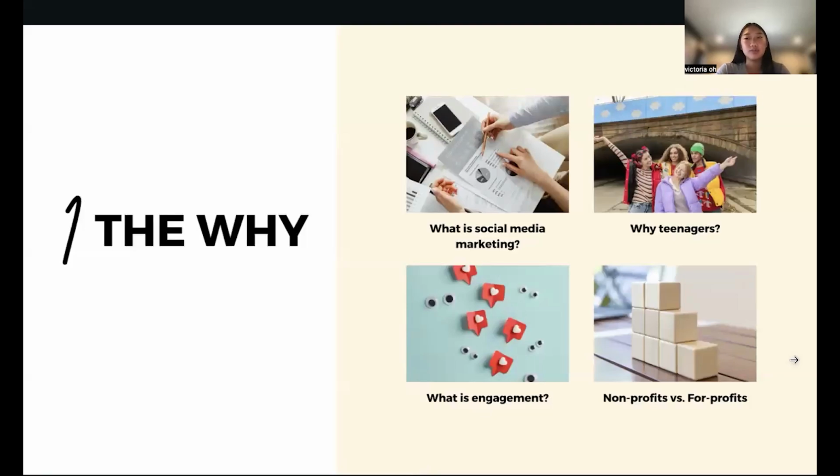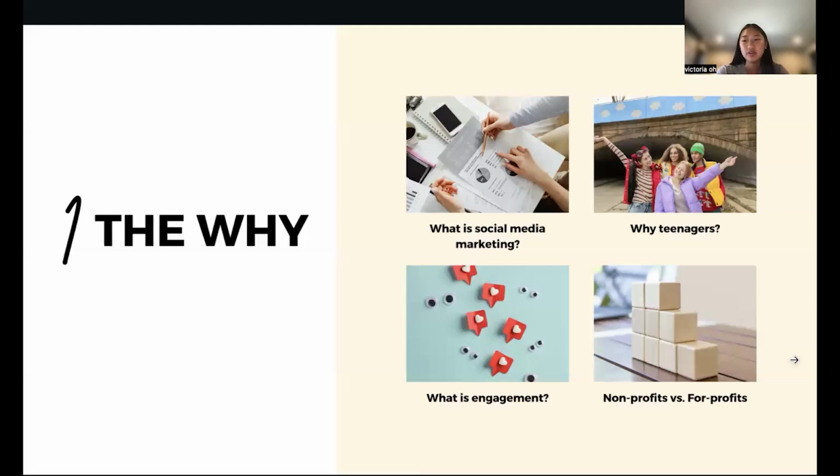First, what is social media marketing? Social media marketing refers to the use of social media platforms to connect with a target audience, and in this case, it's teenagers, to build a brand or ultimately drive sales. This can be through platforms like TikTok, Instagram, or Facebook. These platforms are designed to attract attention, engage users, and generate responses to their business. Content can vary in form, including images, videos, or interactive posts.